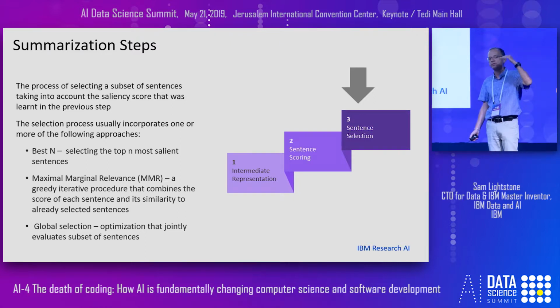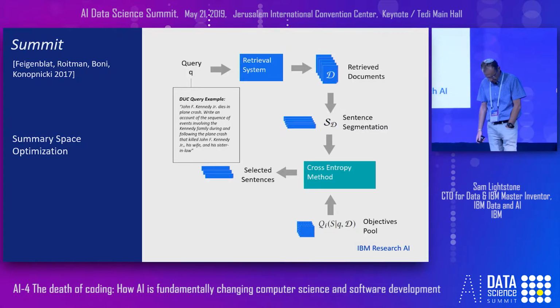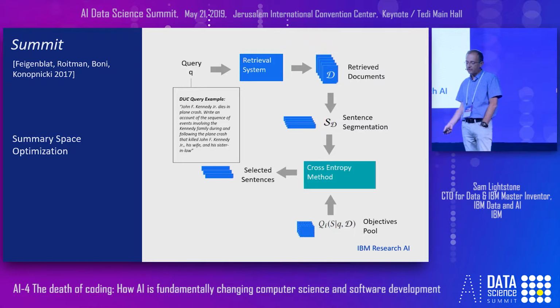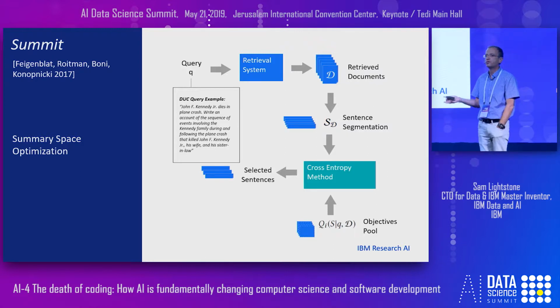So these are the three steps that all algorithms that do extractive summarization use: creating representations, then scoring, and then selecting a subset. Now, how do we do that in our system? Our system is called Summit. So what we do there is something like that. In our case, we summarize results of a search engine.